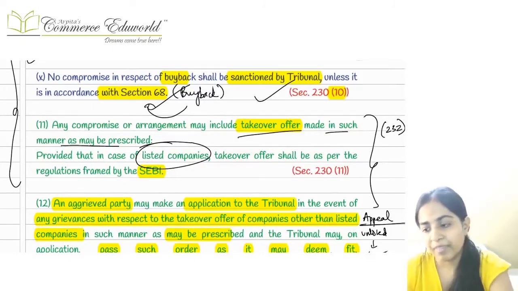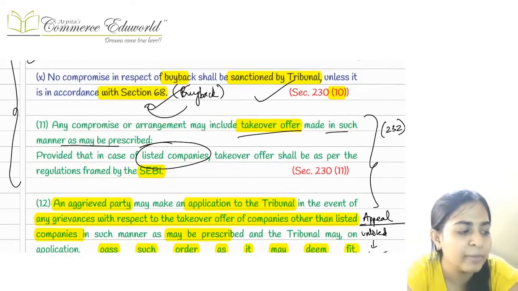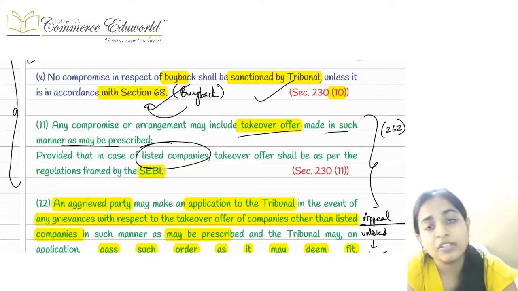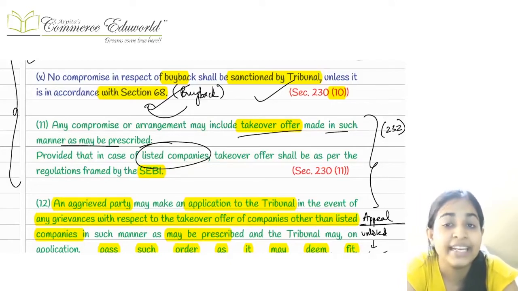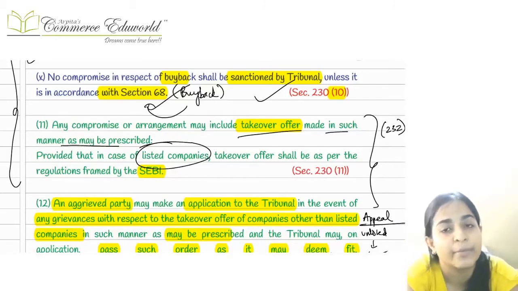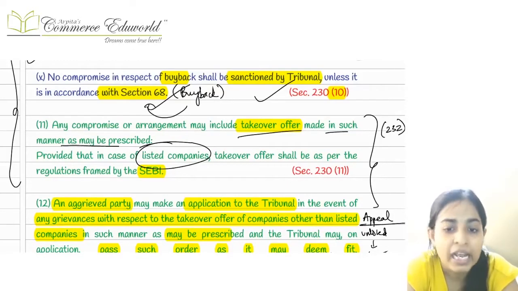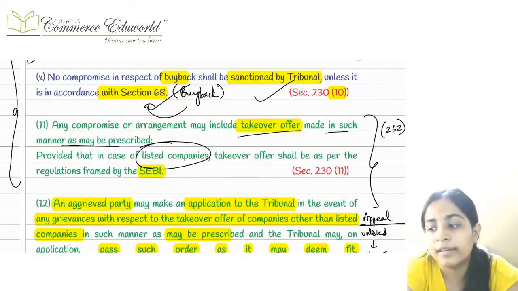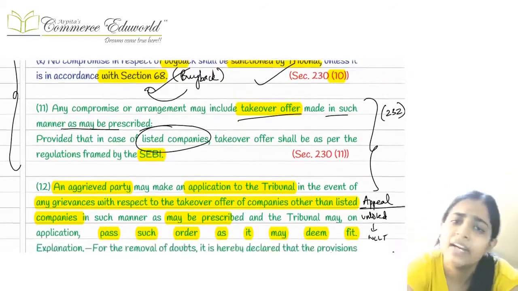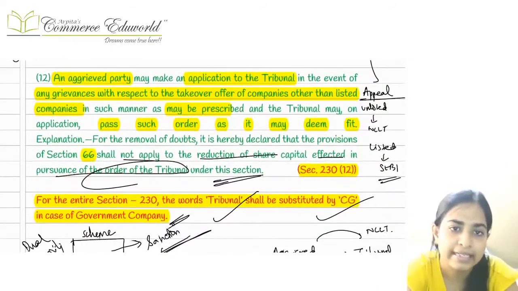When it comes to buyback, if your scheme contains any provision for buyback, then you have to follow section 68. When your scheme consists of any reduction of share capital, then section 66, which talks about reduction of share capital, is not applicable, which means the tribunal's order is going to override section 66 in the case of section 230. If an unlisted company is taking over a listed company, then this company automatically does not become a listed company. It will have to make an application for listing.